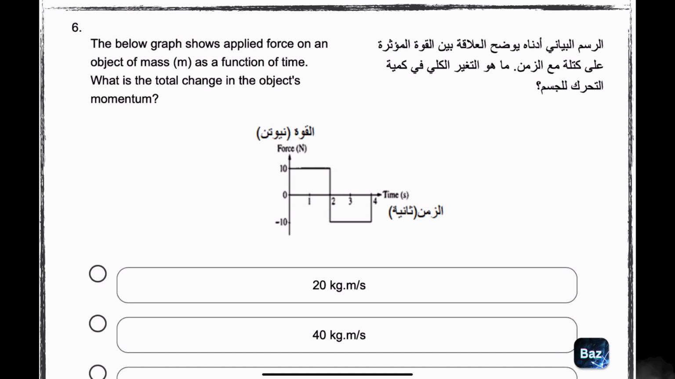Hello everyone, Physics EMSAT question. The below graph shows applied force on an object of mass m as a function of time. What is the total change in the object's momentum?